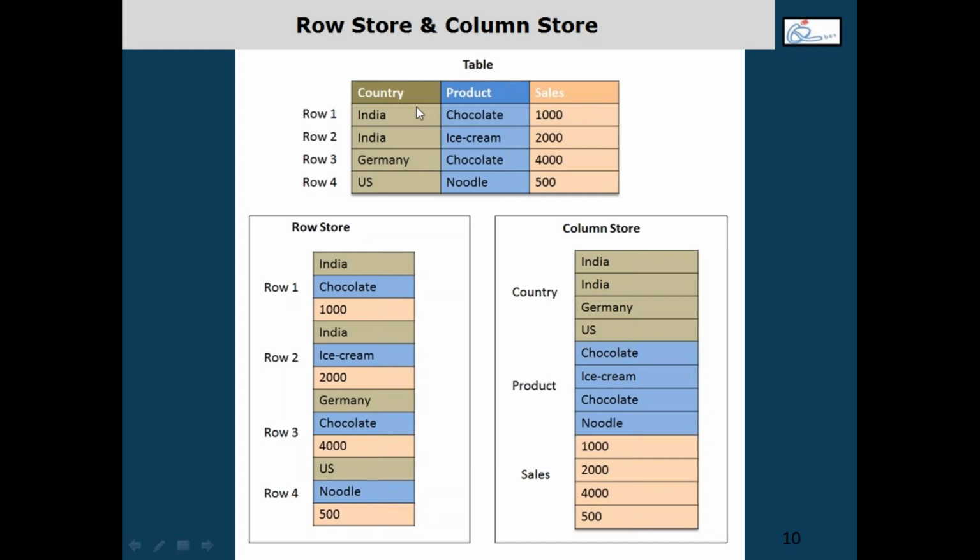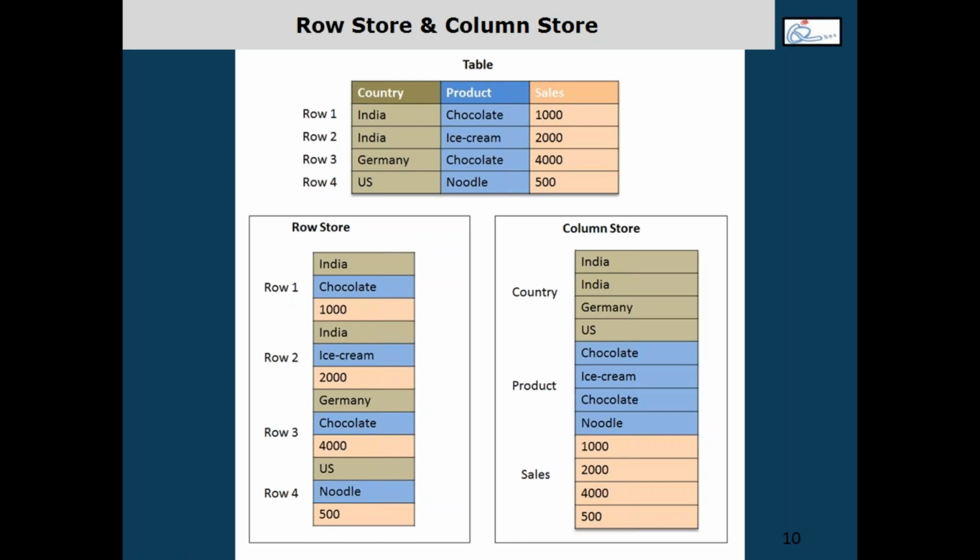So now if this is a table, you know what is a column, right? Country is one column. This vertically you refer to as what? Column. Country, product, and what? Sales. So in any database, ultimately you have to store data in the form of a table.